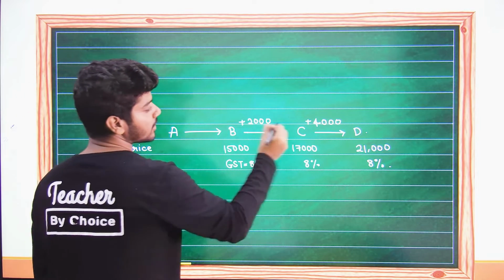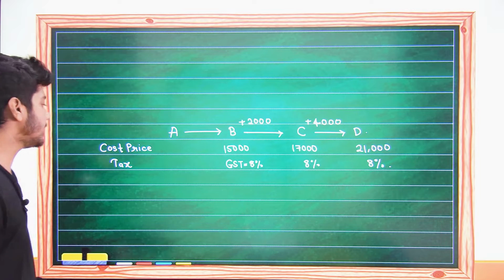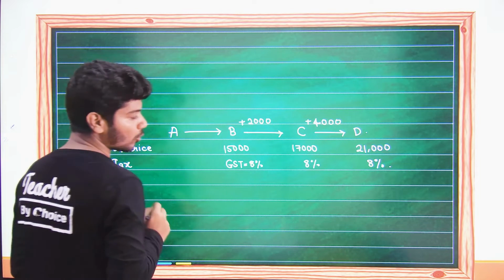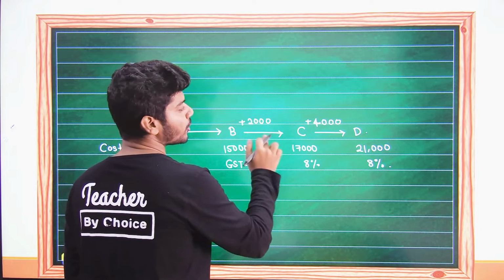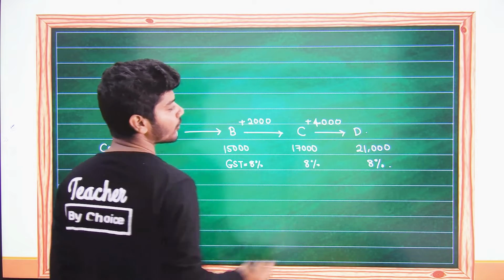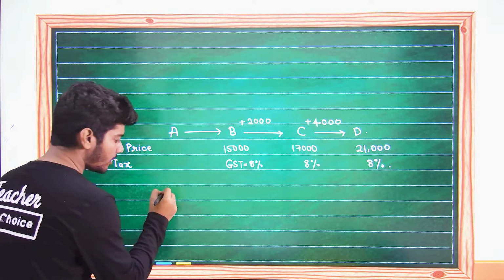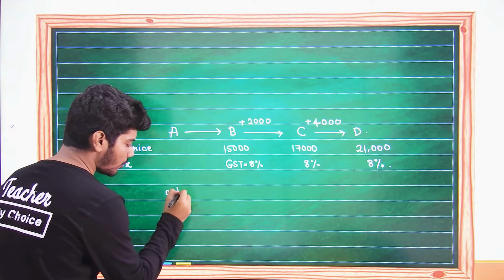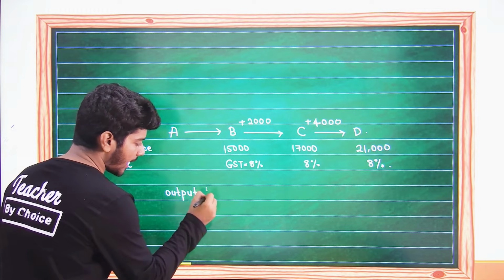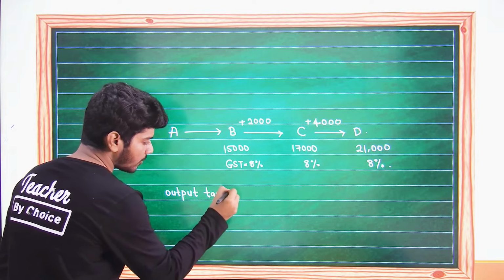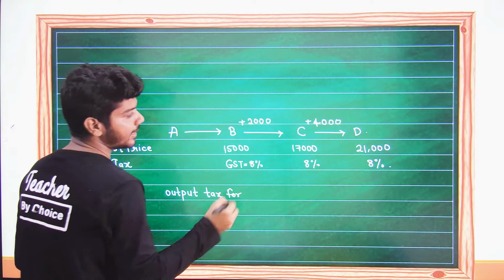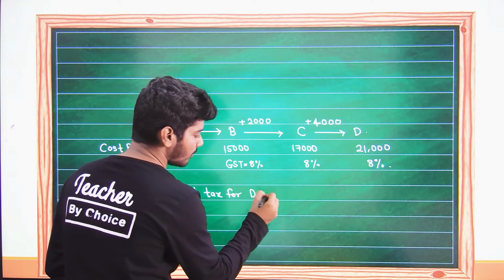All right, so this is how the chain works. Any other doubt if you have? Okay, input and output. So this is the input for C and this is the output for C, and output for D will be 0. Output tax for D will be 0.